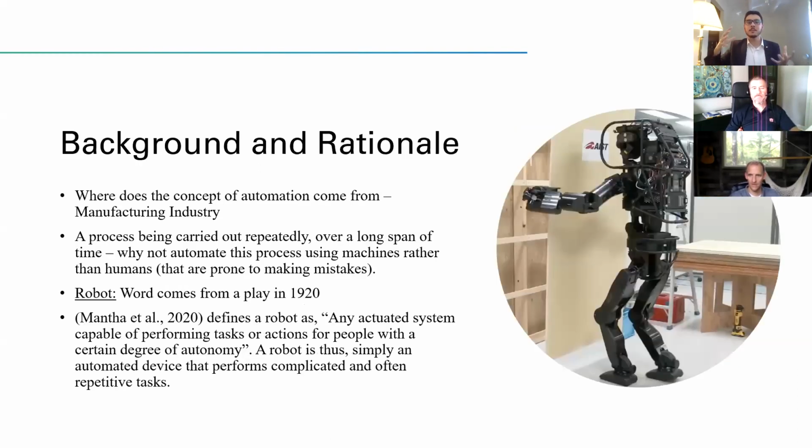So where does this concept of automation even come from? We see that this concept comes from the manufacturing industry. When a process was being carried out repeatedly over a long span of time, people figured out, why don't we automate this process and let machines do it rather than humans, who are actually prone to making mistakes. So that's where the concept of automation comes from.